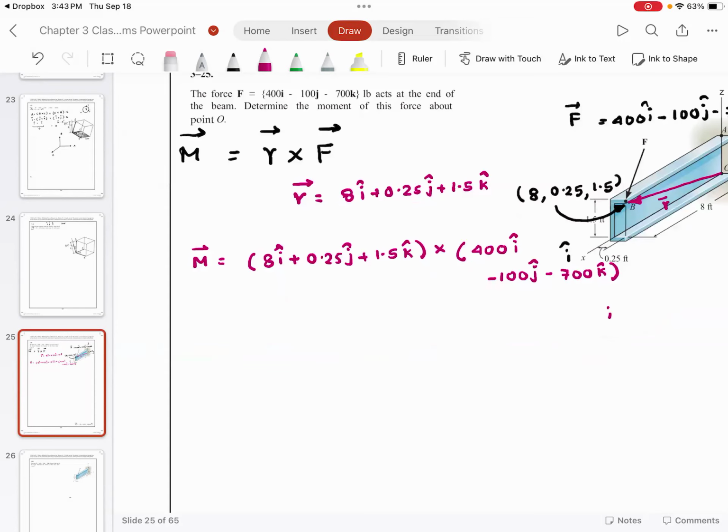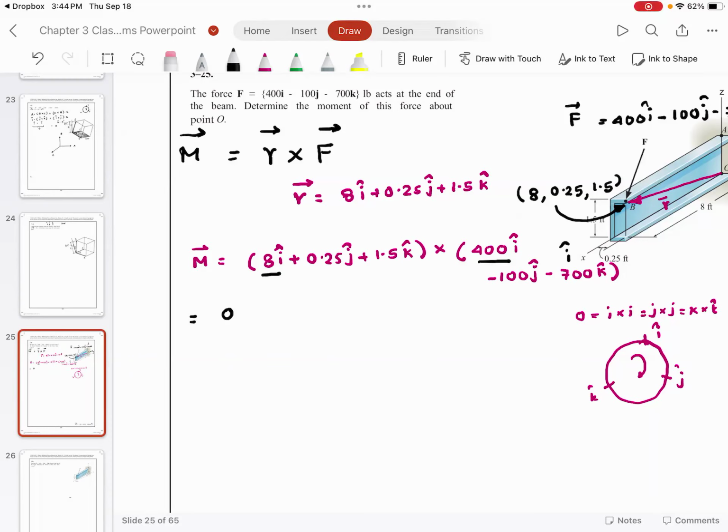Just remember, i cross i is equal to j cross j is equal to k cross k. What is it? Don't forget the circle of vectors: i, j, k. Okay. Can I take shortcuts? Everyone just pay attention on the board. 8 times 400, i cross i. You agree with me? 0.